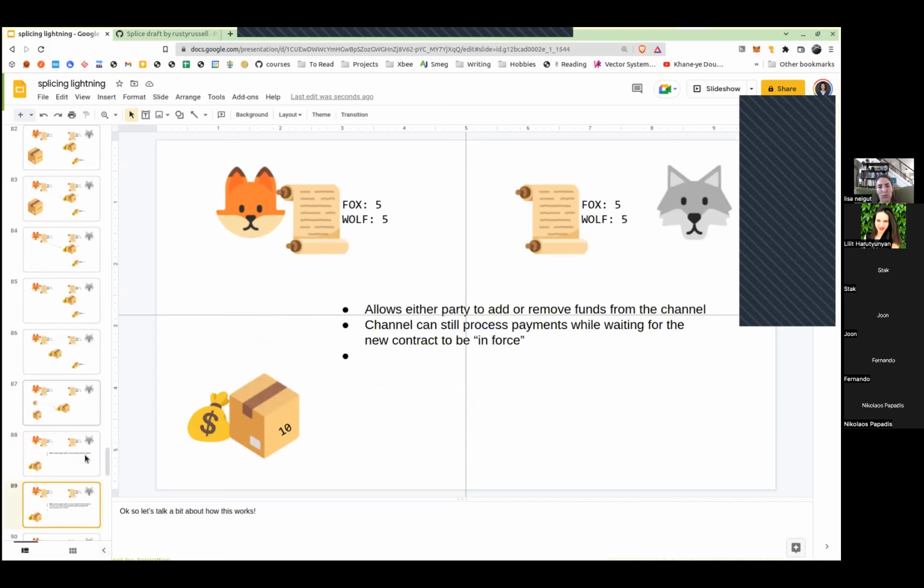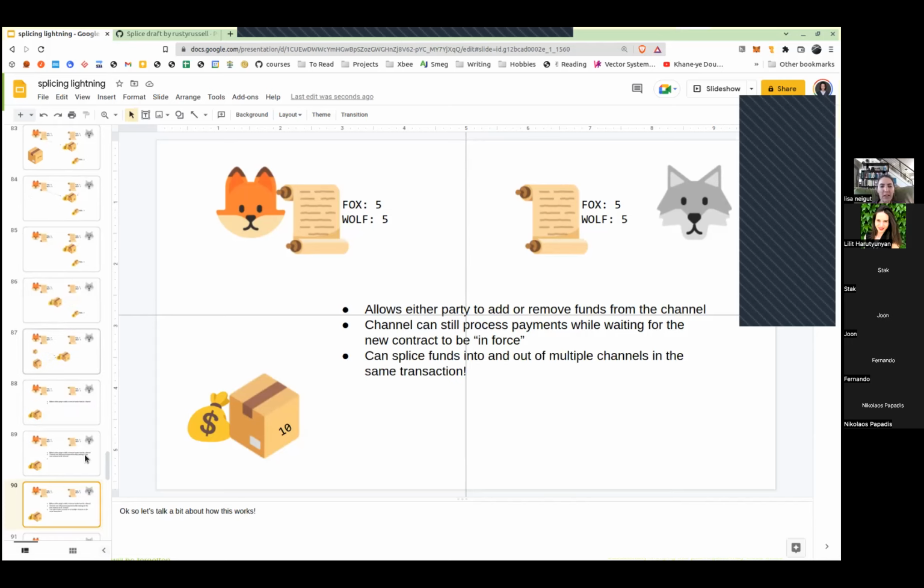What's also cool, we didn't really talk about how this works, but channels can still process payments while you're waiting for the new contract to be enforced. Again, that delay really depends on how long it takes for the transaction, which spends the old channel outpoint and creates the new one. Usually it's about an hour or two, but could be longer depending on some stuff. But it's cool that you can keep processing payments. You don't have to wait until the whole thing is over.